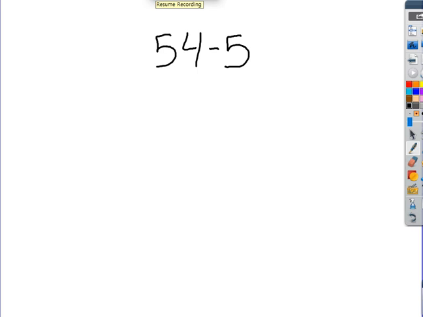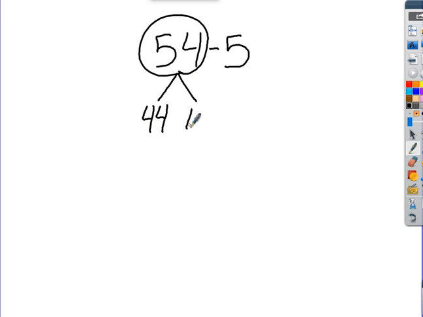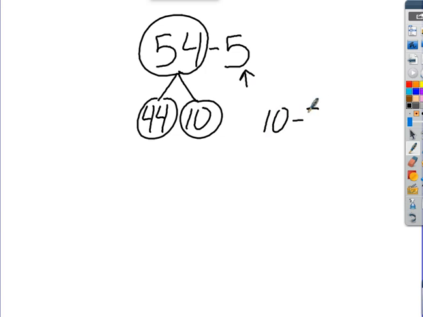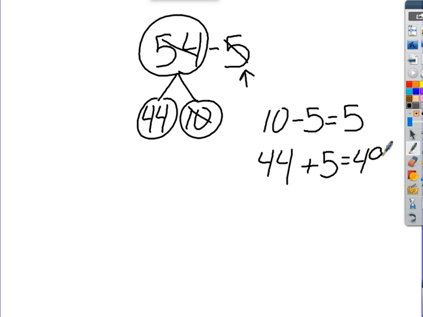All right. In Take 10, we're going to go to our subtrahend again, and we're going to take 10 away from it, which leaves us with a 44 and a 10, our new number bond. We're now going to subtract the minuend from the 10. 10 minus 5 is 5. We still have our 44. 44 plus the 5 equals 49.